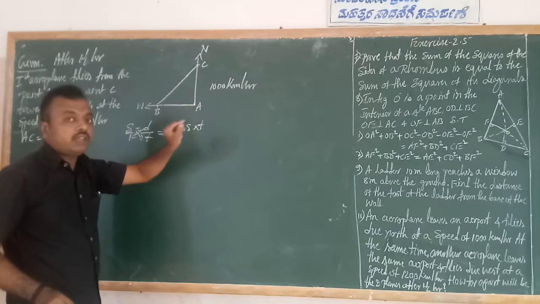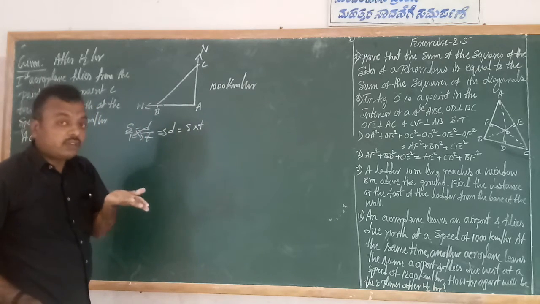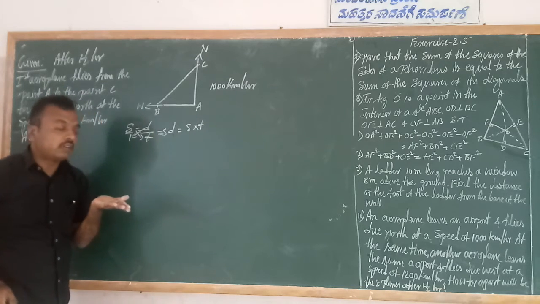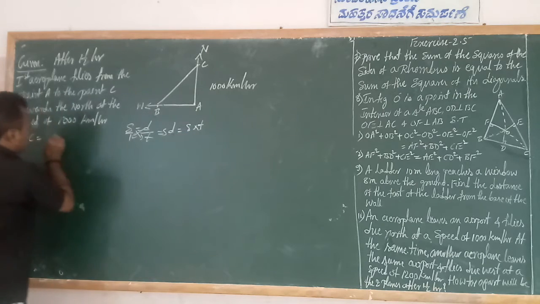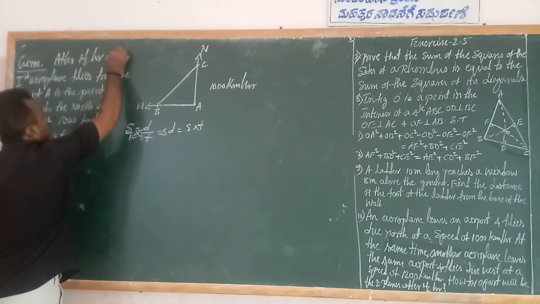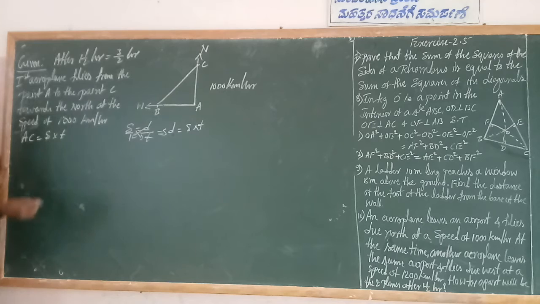How many hours does the first aeroplane fly? 1.5 hours. After 1.5 hours, how much distance does the first aeroplane cover from point A to point C? That's why I will calculate the distance. Therefore, AC is equal to the distance formula, speed into time. 1.5 hours means 1 and 1/2, that is 3/2 hours. It is an improper fraction.